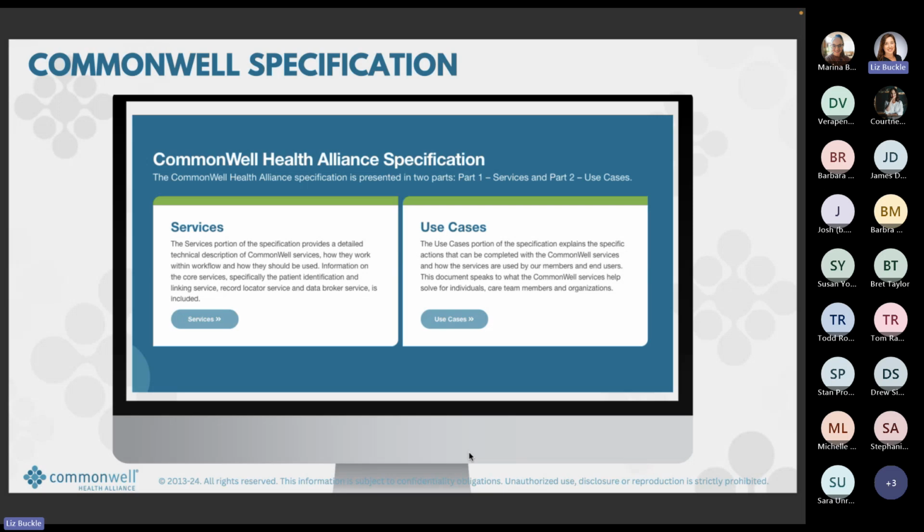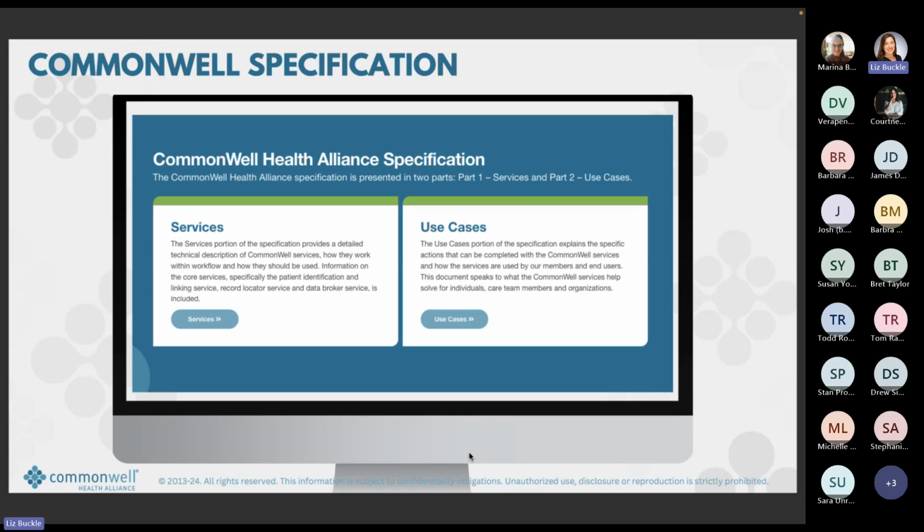We also have our specification, which we just published our latest version of back in June on our website. Our specification is public and available more broadly to the market, and it has two parts. Part one is the services portion. This is the technical part of the specification, which your engineers would use to help guide them through the integration process.